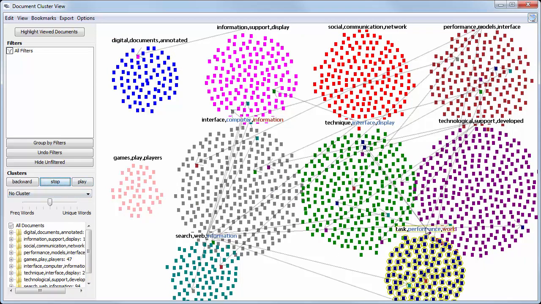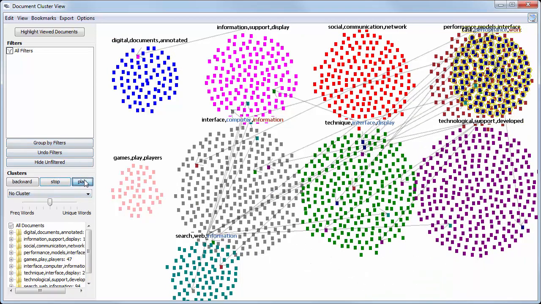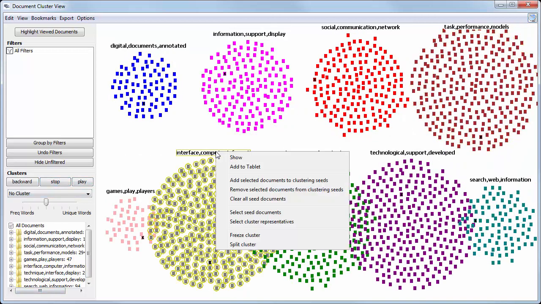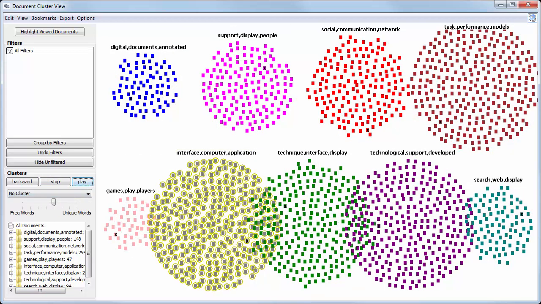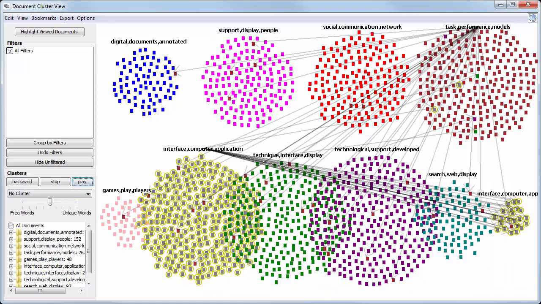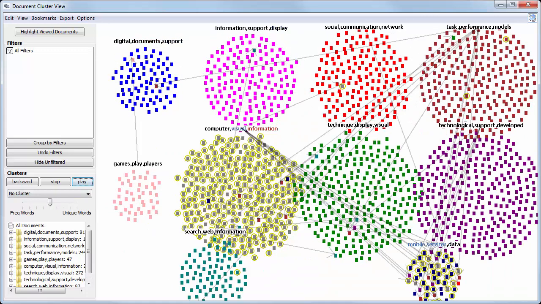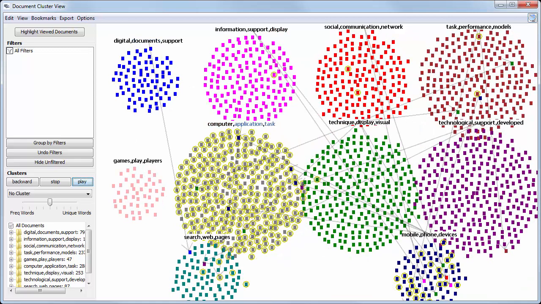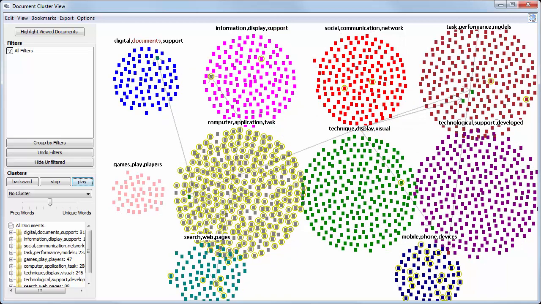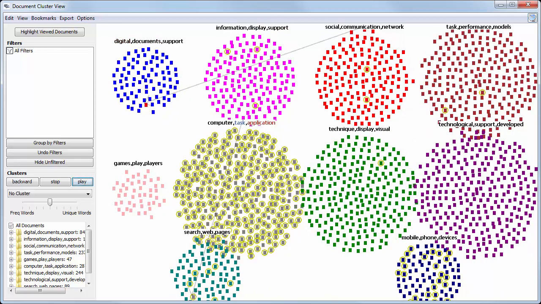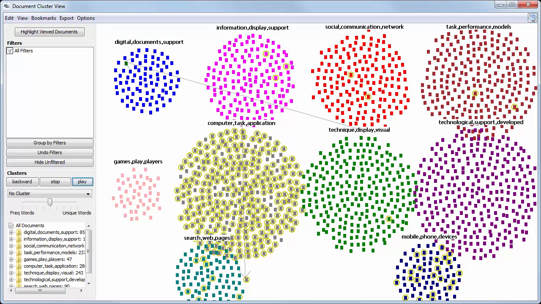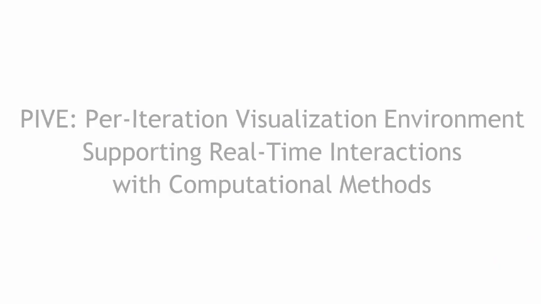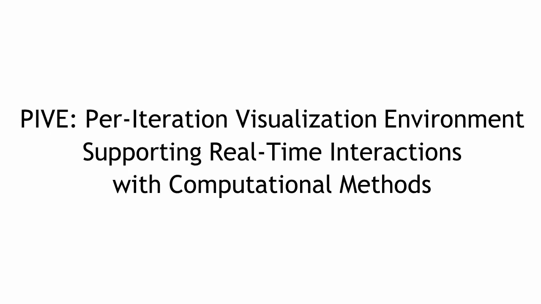Now we merge semantically similar clusters. Then we split an unclear cluster labeled as interface, computer, and information. As a result of this interaction, the clusters are properly merged and a new cluster, mobile, phone, and device, is created from cluster split, which would not have been found without this interaction. This concludes the real-time interaction scenarios under PIVE.